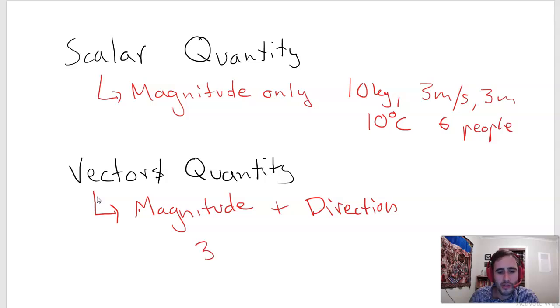So I could say 3 meters per second up. So I'm just going 3 meters per second up. And it has a magnitude and it has a direction there. Another one could be 6 newtons, which is an expression of force. We'll look into this later, but it just means there's 6 kilograms being pulled down to the earth. So it's incorporating a direction in there.